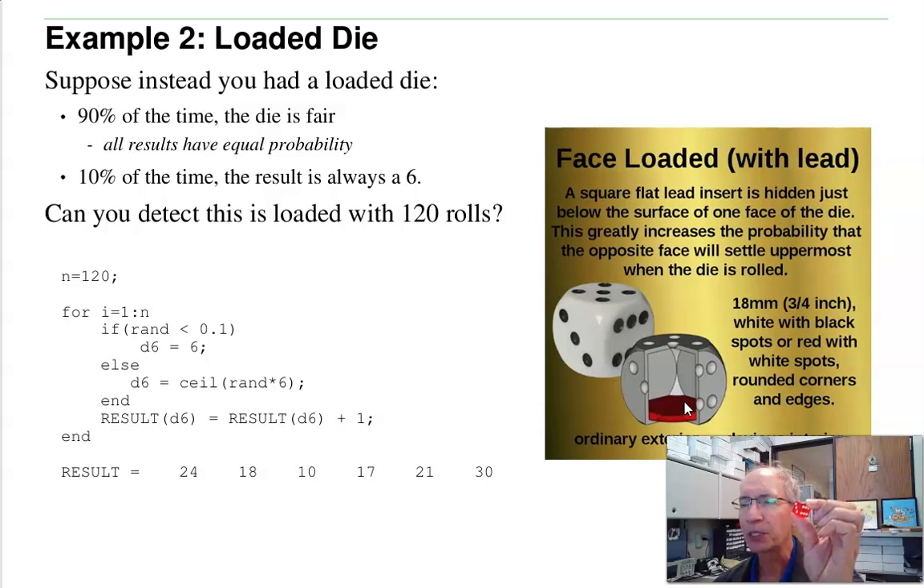But not to be thwarted, what you can still do with dice is if you have a clear die, you can drill out the 6s and fill them with titanium or tungsten, something really heavy. Cover them up, paint it, look like a normal die. So now the 6s wind up on the bottom more often than not.